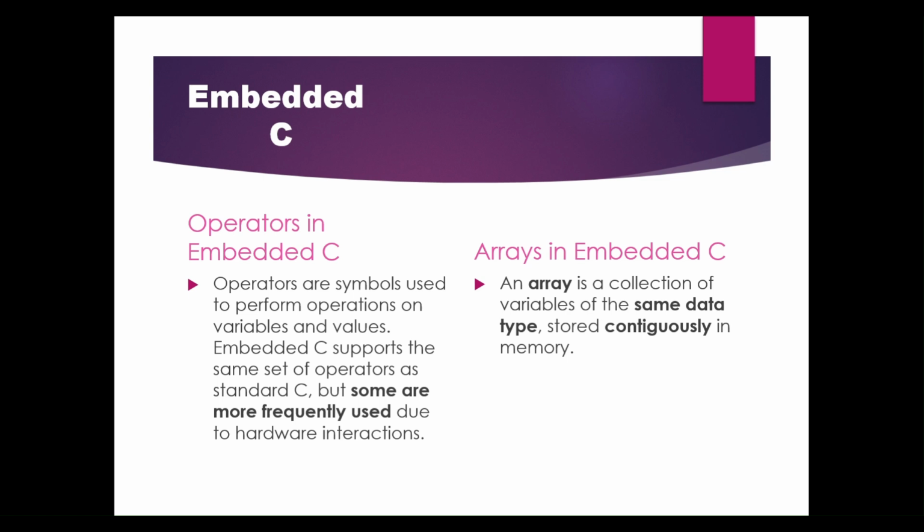In embedded C, operators and arrays. Operators are symbols used to perform operations on variables and values. Embedded C supports the same set of operators as standard C, but some are more frequently used due to hardware interaction. Arrays in embedded C: an array is a collection of variables of the same data type stored contiguously in memory.